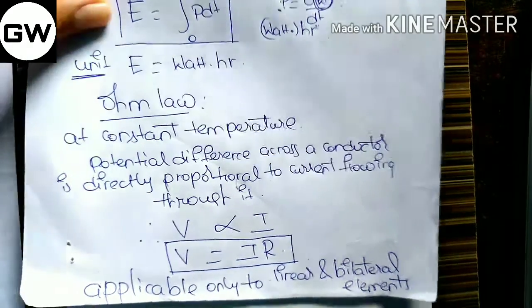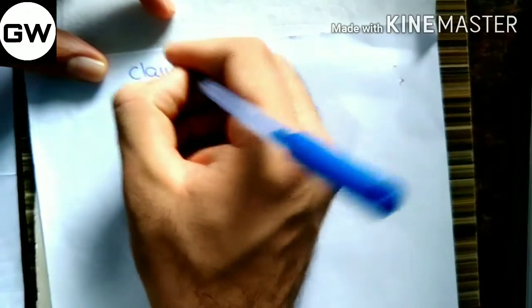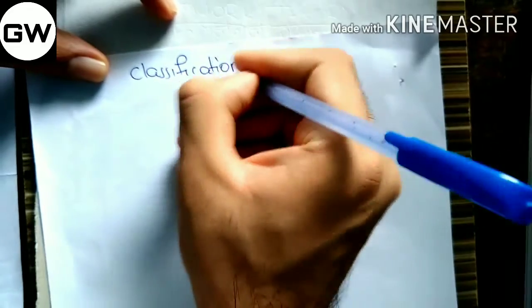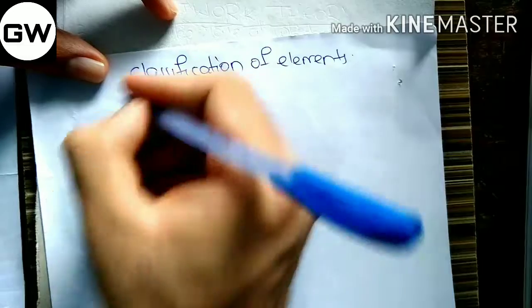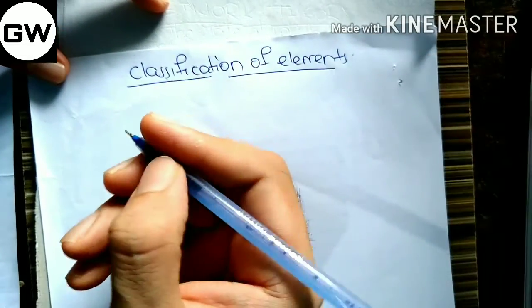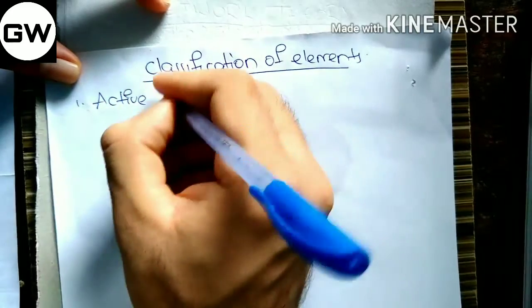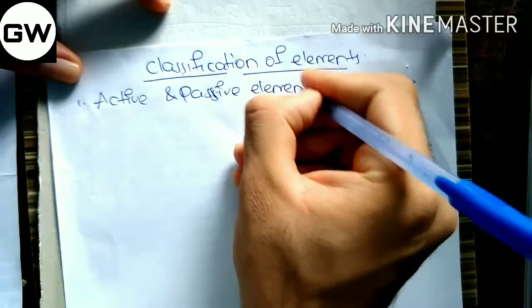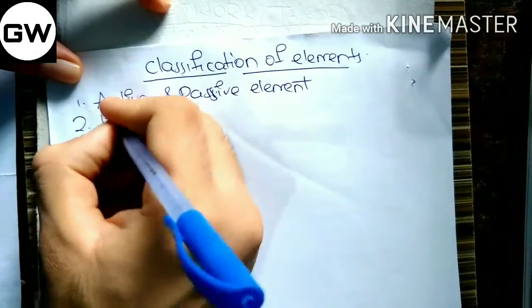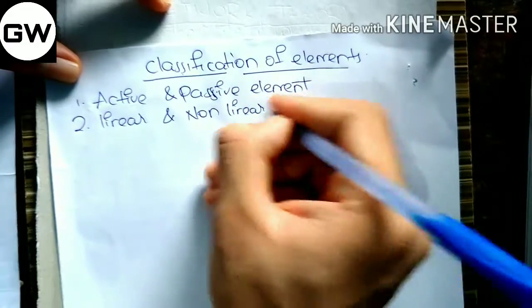That's about Ohm's law, and now we'll be discussing the classification of the elements. Basically, elements are classified into the following categories. First one is active and passive elements. Second category is linear and non-linear elements.